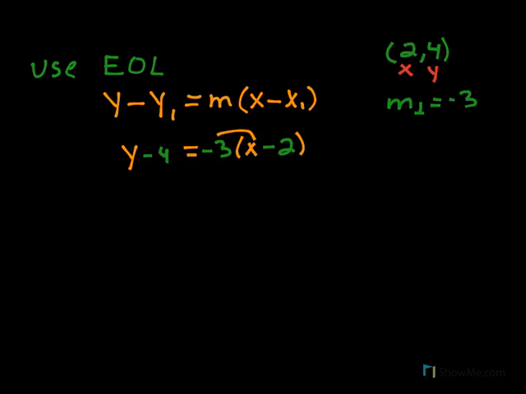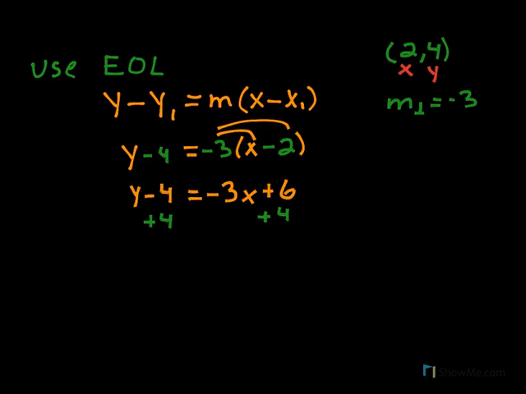You have to distribute. So we're going to distribute this times this, and that times this. So now y minus 4 equals -3 times x is just -3x. -3 times -2 is going to be positive 6, so plus 6. And then we need y by itself, so we need to add 4 to both sides. We're going to use inverse operations. What I do on one side, I do with the other.